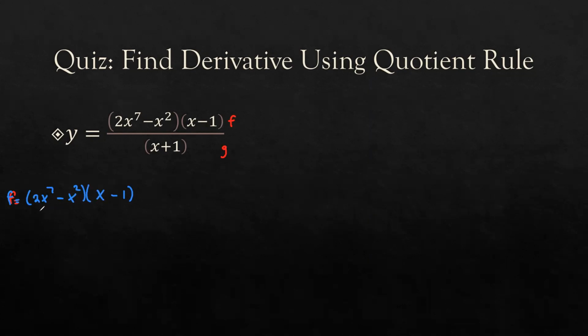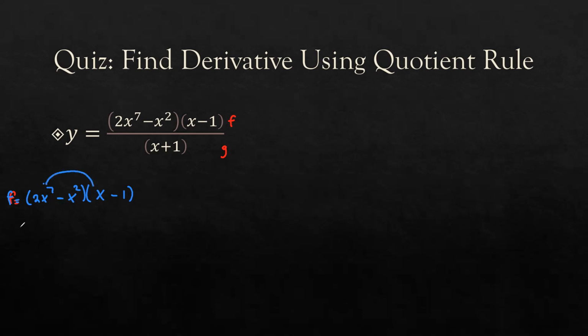There's two options you can do. You can take the derivative of f by doing power rule, product rule, or you can FOIL it out and collect like terms. It's entirely up to you. So maybe I'm just gonna FOIL it out and then just take the derivative of each term.